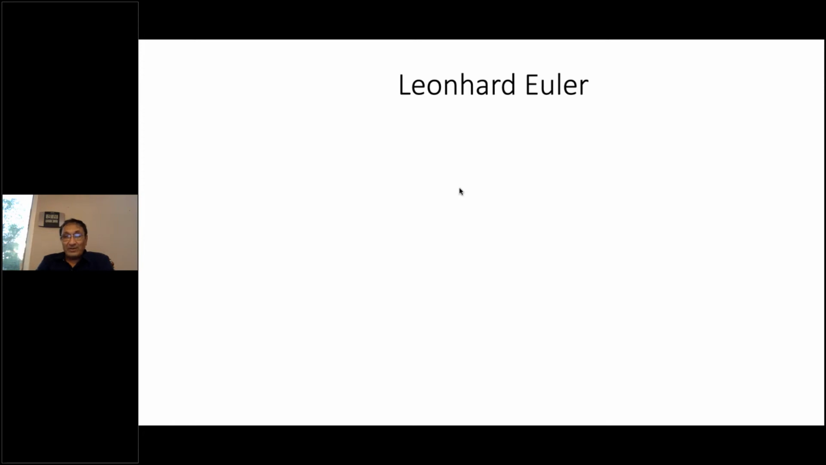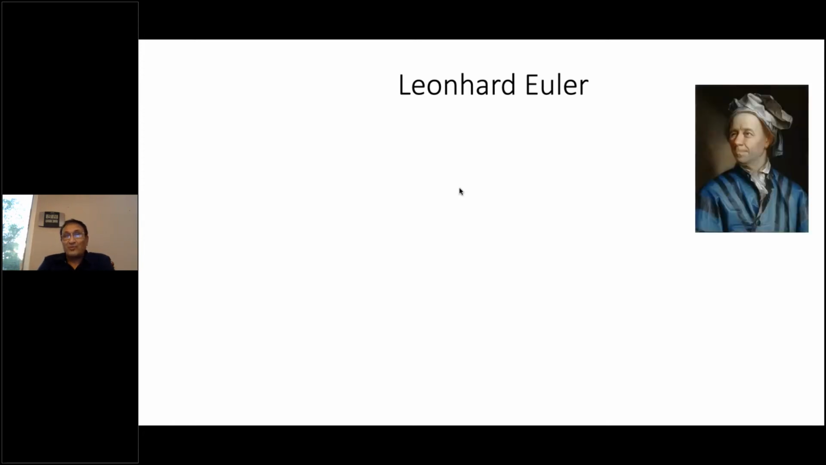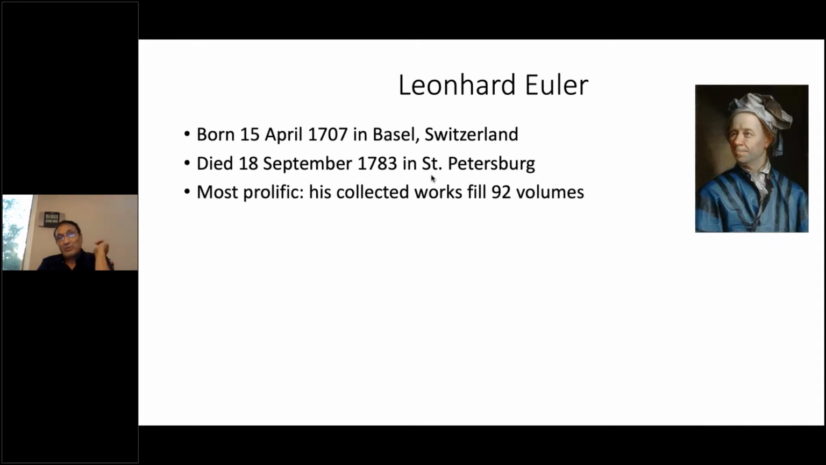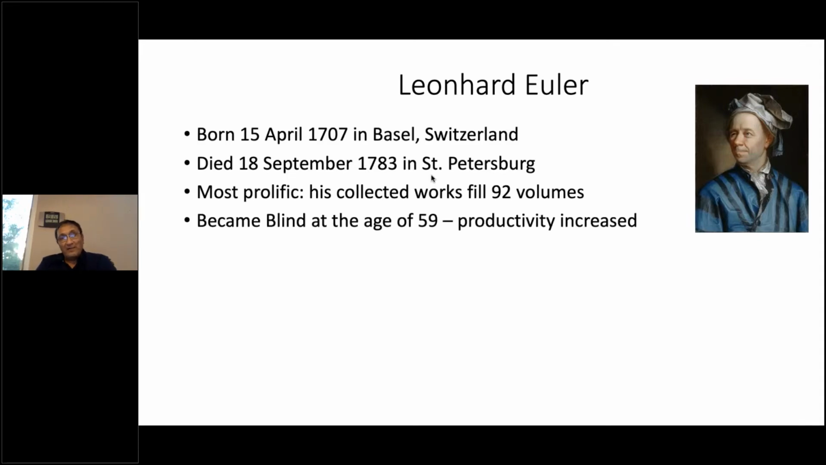Okay, so all of this is the work of one amazing mathematician named Leonhard Euler. He was born in Basel in 1707, and he died at the ripe old age of not very old, in the 70s, in St. Petersburg. He was one of the most prolific mathematicians ever. His collected works are in 92 volumes. After he became blind at the age of 59, he became even a better mathematician.